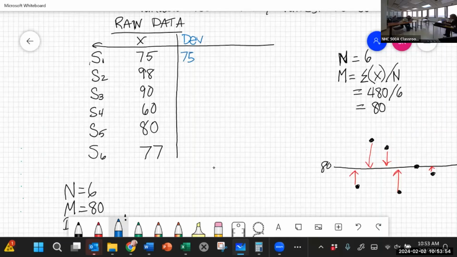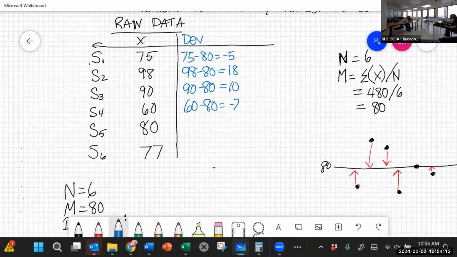75 minus 80 equals negative 5. 98 minus 80 equals 18. 90 minus 80 equals 10. 60 minus 80 equals negative 20. 80 minus 80 equals 0. 77 minus 80 equals negative 3.